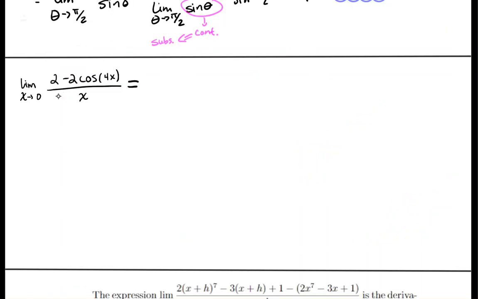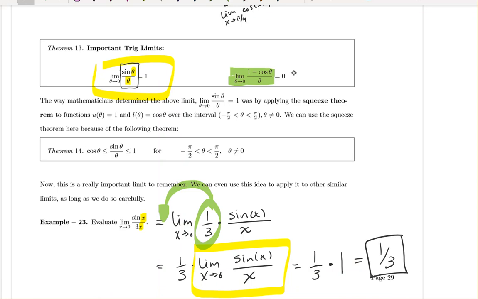Now looking at our next limit, we would want to remember the two important trig limits that were mentioned in the notes. The one that is related to this is that the limit as x goes to 0 of 1 minus cosine of some input divided by exactly that input takes the value of 0. So this is page 29 of our course notes if you wanted to look at that. So we know the limit as some variable goes to 0 of 1 minus cosine of that variable divided by that variable is 0. So let's apply that to our problem.